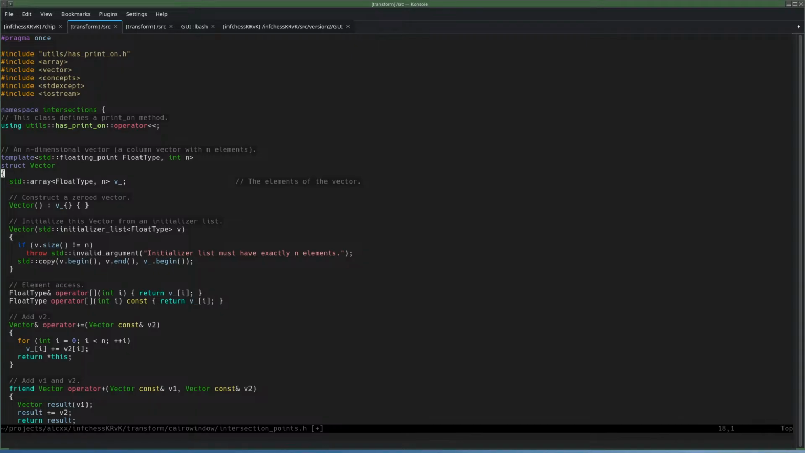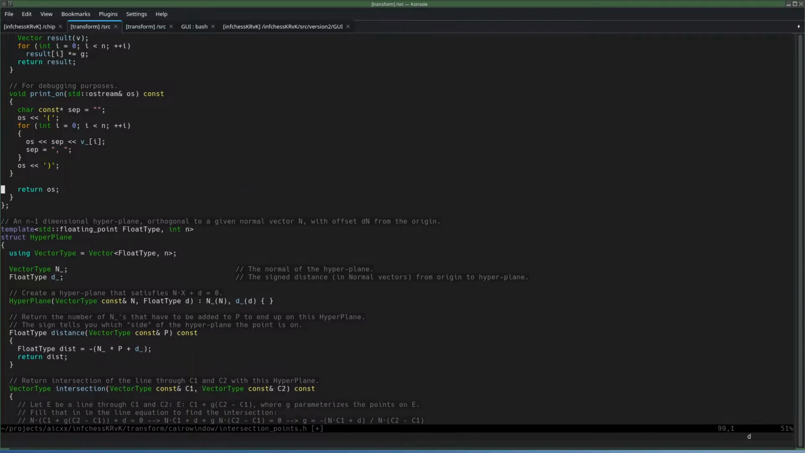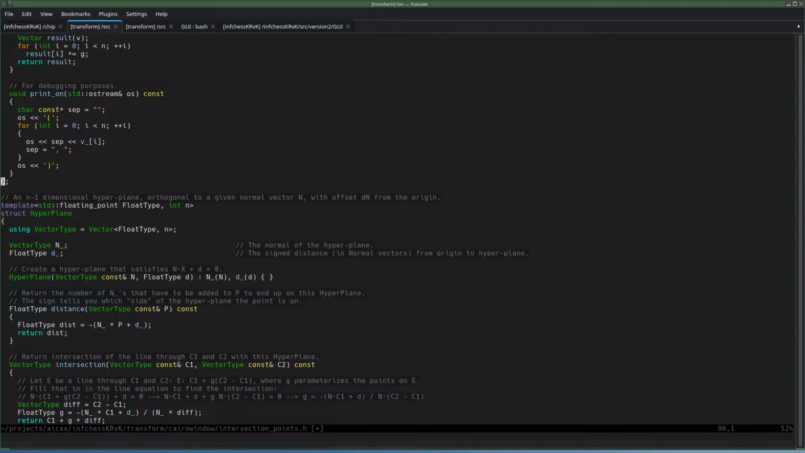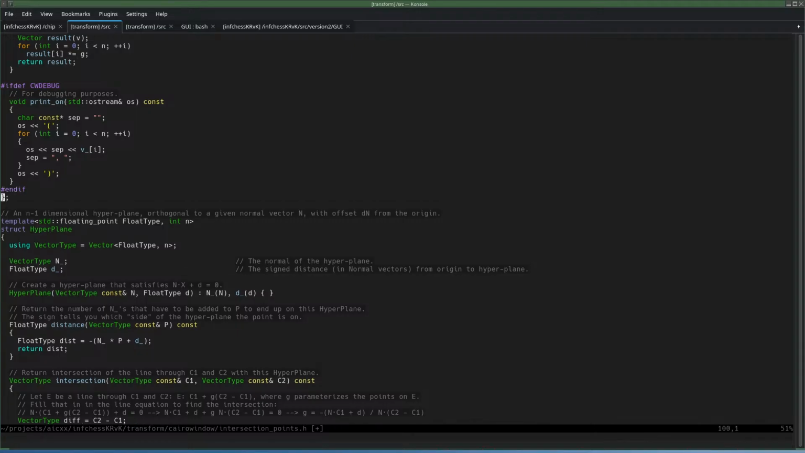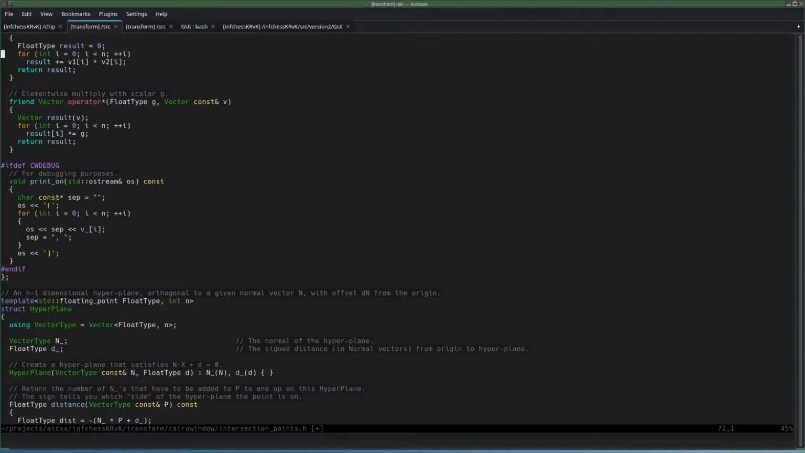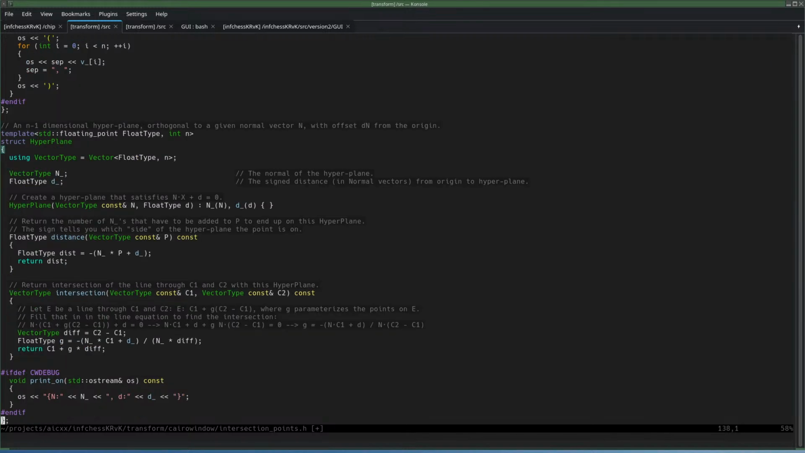Well, actually, vector doesn't. Arg, maybe I should change this. Oh, it does. There's just a print on here. Yeah, then this is not necessary. It just calls the print on again, for debugging purposes. Okay. Added all the debug outputs.